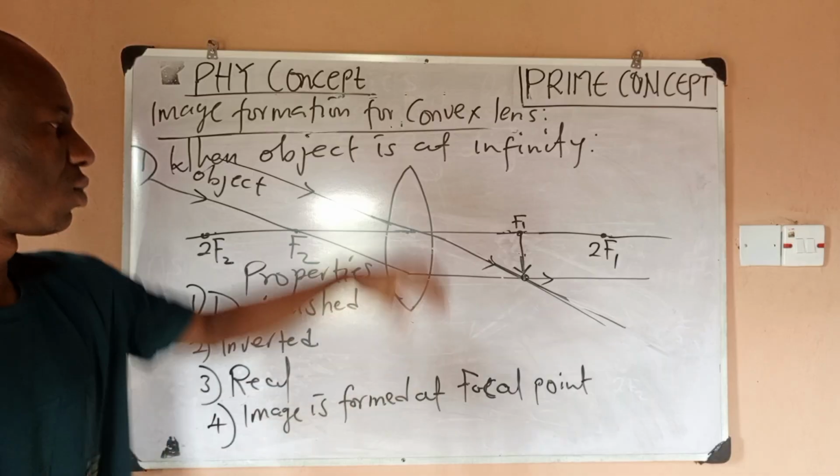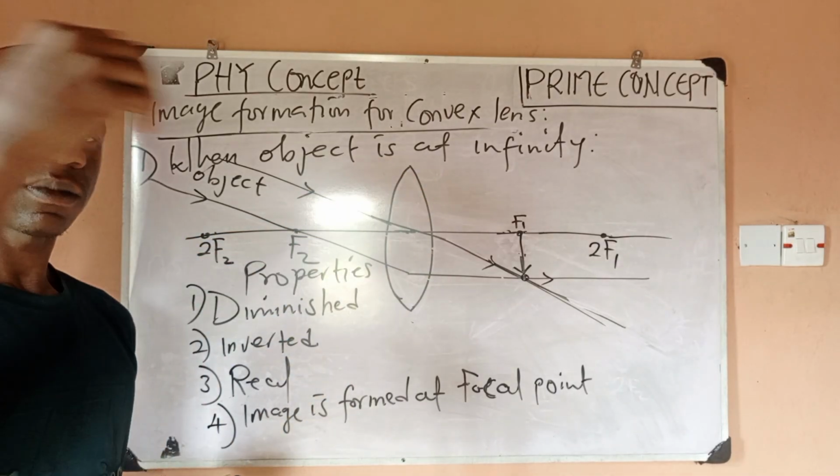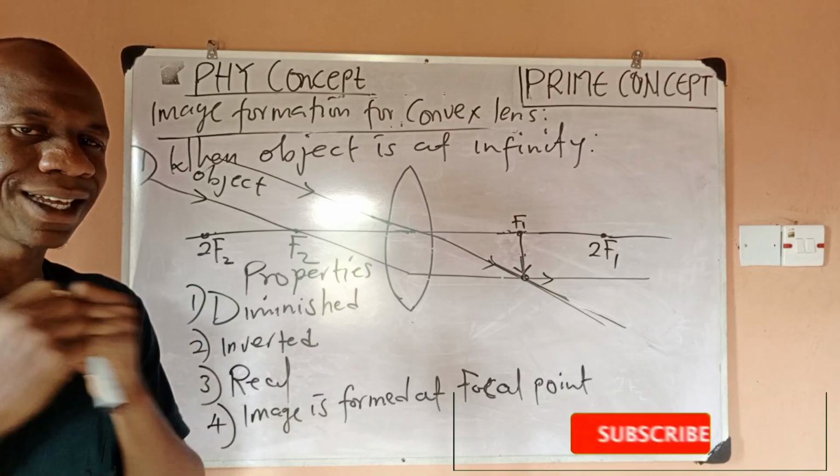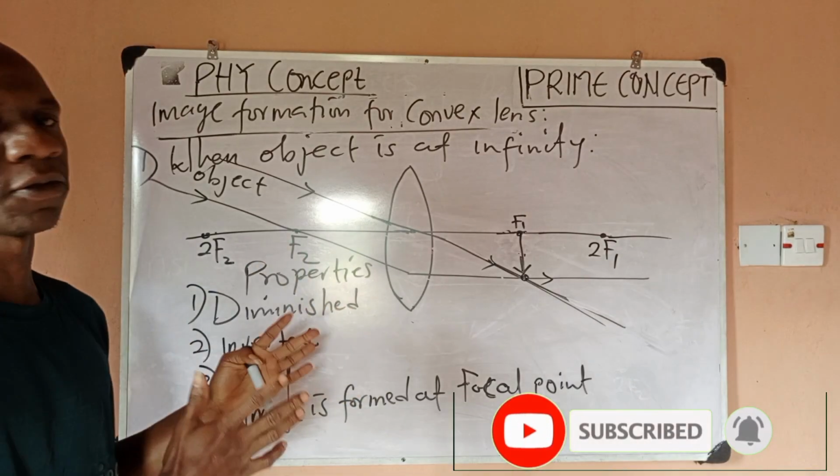I would encourage you to try to draw this diagram using your scale diagram to do this. You'll get the exact location. I'm using freehand. That is why it might look rough like this, right?